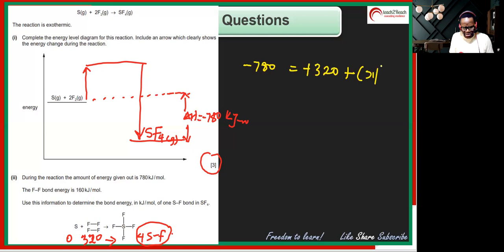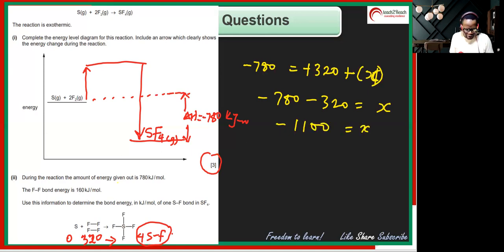You want to know what that x is? Don't forget we normally add it up, right? So your x is minus 780 minus 320. What's your value now? Minus 1100. Yes, so minus 1100 equals x.